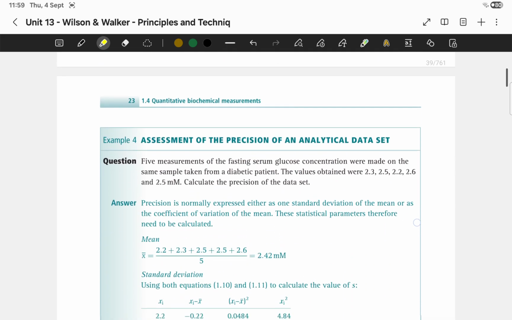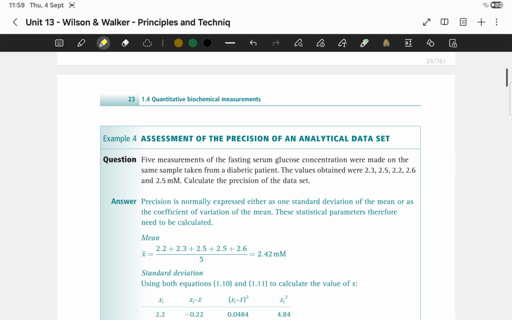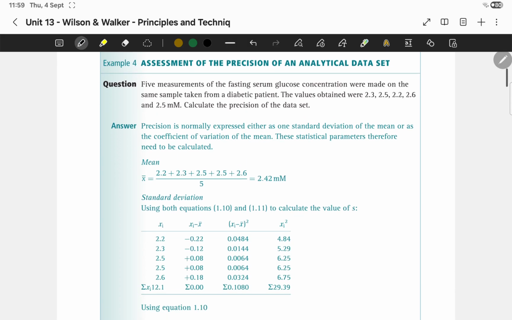Let me see this question. Assessment of the precision of an analytical data set. Question: five measurements of fasting serum glucose concentration were made on the same sample taken from a diabetic patient. The values obtained were 2.3, 2.5, 2.2, 2.6 and 2.5 mM. Calculate the precision of the data. So we'll add it all and divide it by 5, which gives me 2.42 mM.